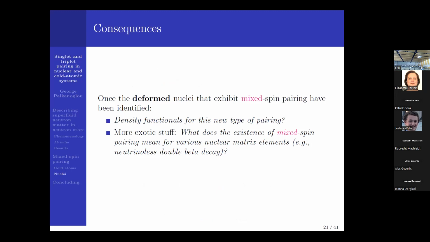We will also do more exotic things. We can look into what the existence of mixed spin pairing means for different nuclear matrix elements. For example, the region of A = 130 is a region where some nuclei were chosen by SNOLAB to look into double beta decay. So it'll be interesting to see what that means for these experiments as well.